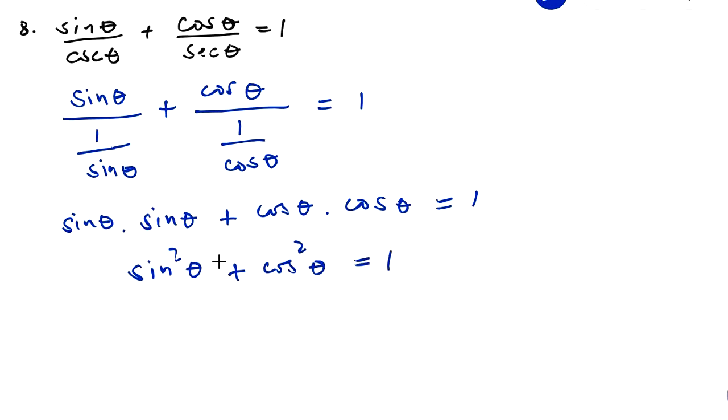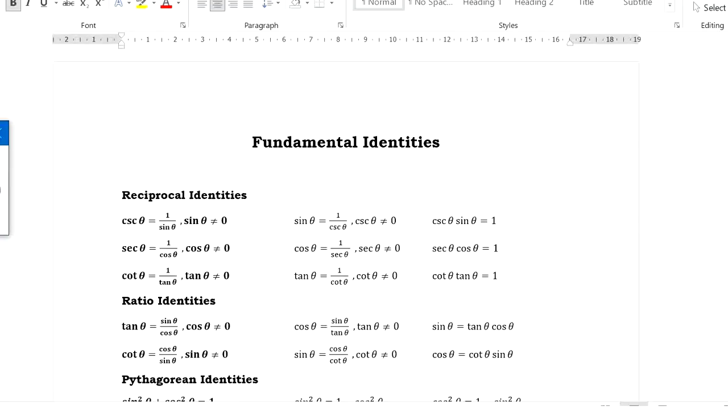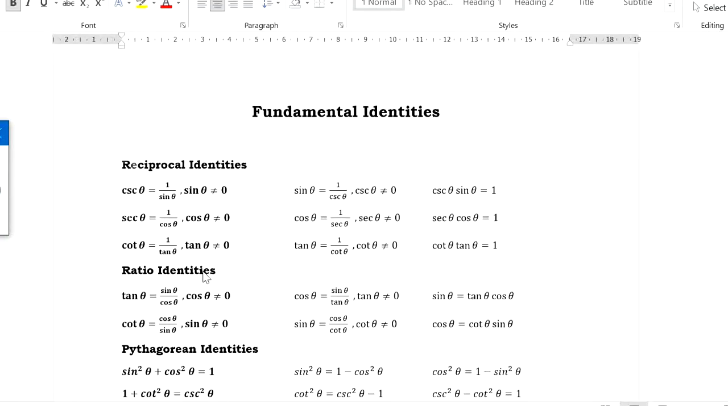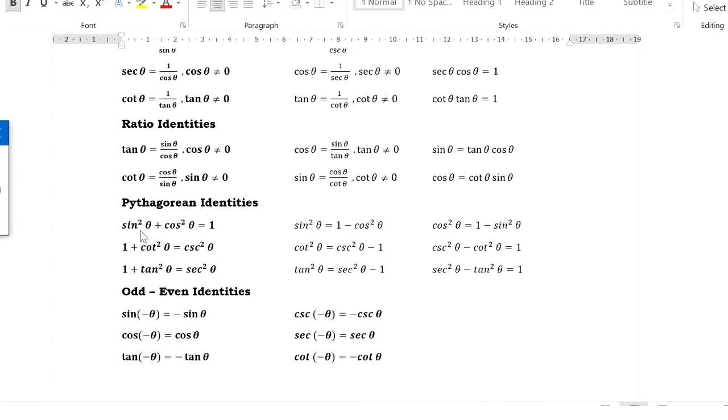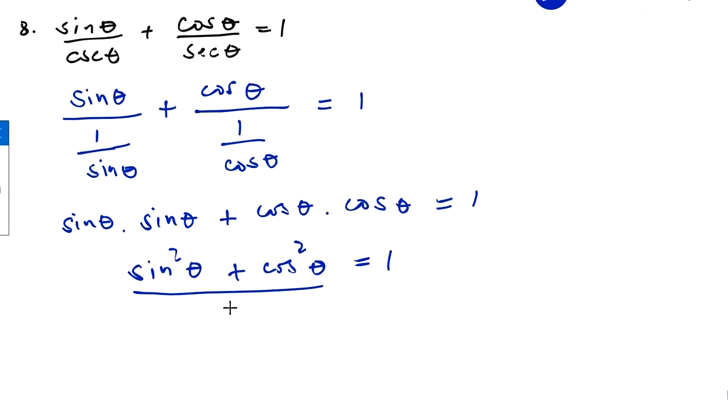Okay, we have an expression na ganyan. Meron tayo niyan sa ating fundamental identities, and that is equal to 1. Ayan. In the Pythagorean, sine squared theta plus cosine squared theta is equal to 1. So, pwede natin palitan ang ating given as 1. So, they are now equal.